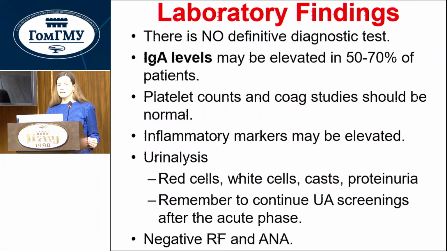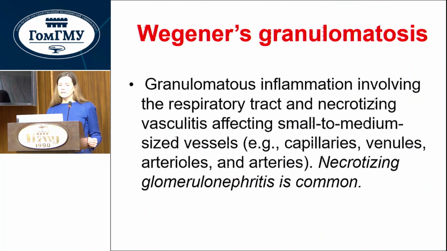Laboratory findings: immunoglobulin A levels may be elevated, platelet count should be normal, inflammatory markers may be elevated, and urine analysis with red cells, white cells, casts, proteinuria, and usually negative rheumatoid factor.